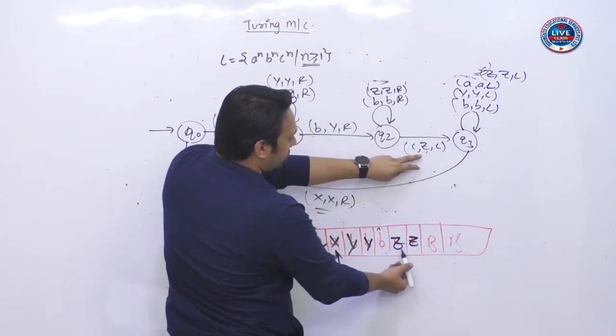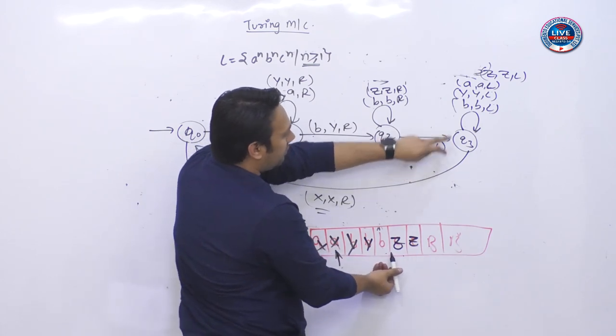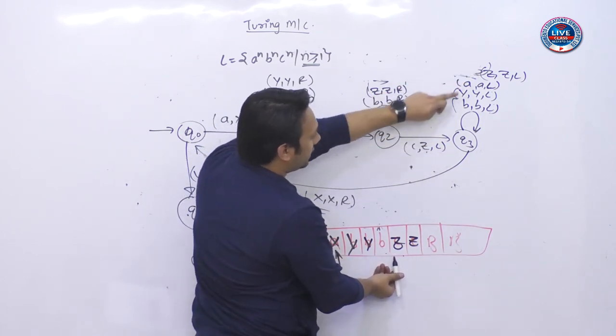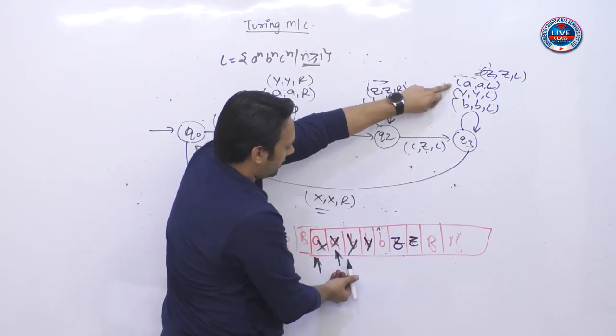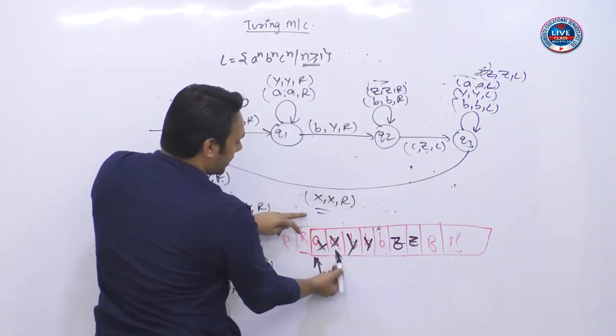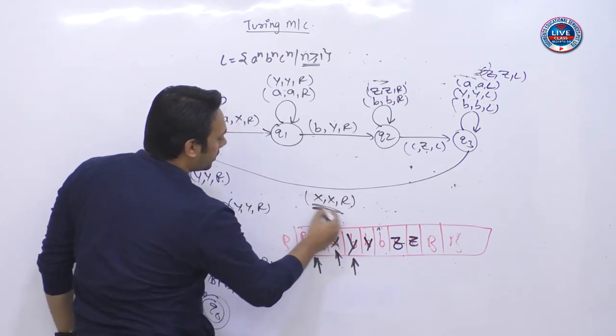Mark it as Z and go to the left direction, not the right direction. This is the left direction. So while going back, we can have any number of Z, any number of B, any number of Y, any number of A. But as soon as you encounter X again, go to the right direction.